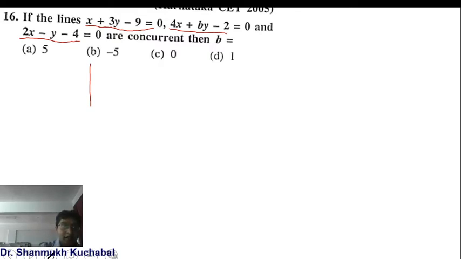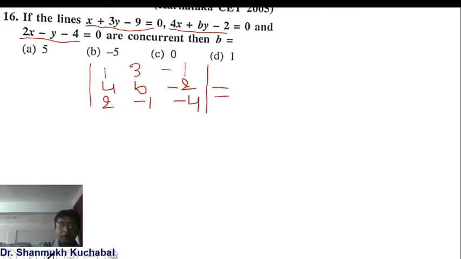We equate the determinant value to 0. The first equation's coefficients are 1, 3, -9. Similarly for the second equation it is 4, b and -2, and for the third equation it is 2, -1, -4. The determinant value is 0. Then we assign signs, plus, minus, plus, and expand it.